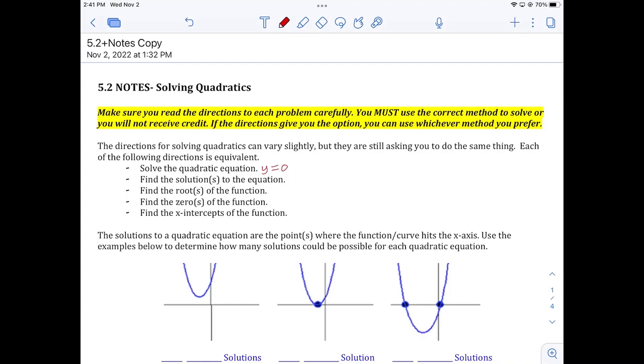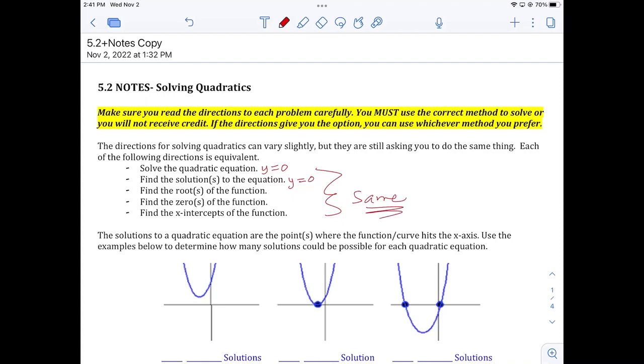They're the solutions to the equation y equals 0. It's really the same thing. You don't really solve a quadratic until it's equal to a number. So you're going to be asked to solve when it's equal to 0, or after you set it equal to 0. The roots of the function, the zeros of the function, and the x-intercepts of the function are all the same thing.